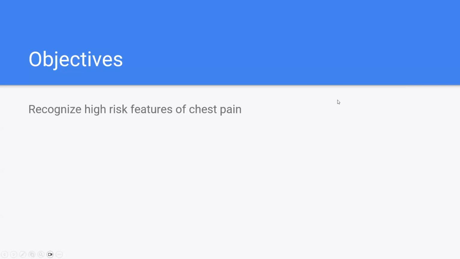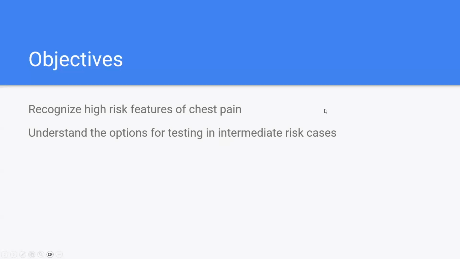Okay, objectives for this talk. I want you to be able to recognize the high-risk features of chest pain. I want you to understand the options for testing in intermediate risk cases. Know the non-cardiac causes of chest pain, or at least have seen them to keep in your differential. And by doing these things, we will, of course, profit.